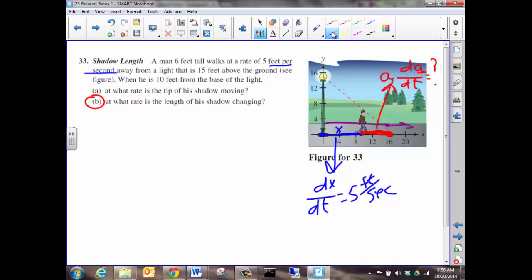I think we've got another variable here. What do we want to call our purple line? D. Okay. Now we've got a dD and dt, don't we? So we're looking for dD over dt, and that's going to be the answer for the A part. dA over dt is going to be the answer for the B part.